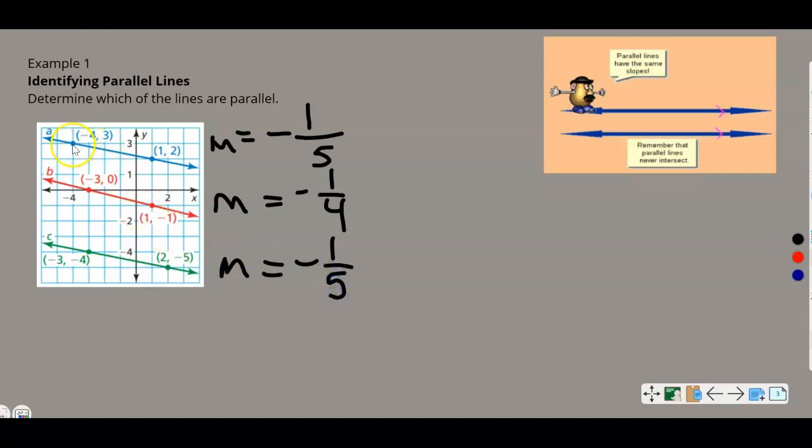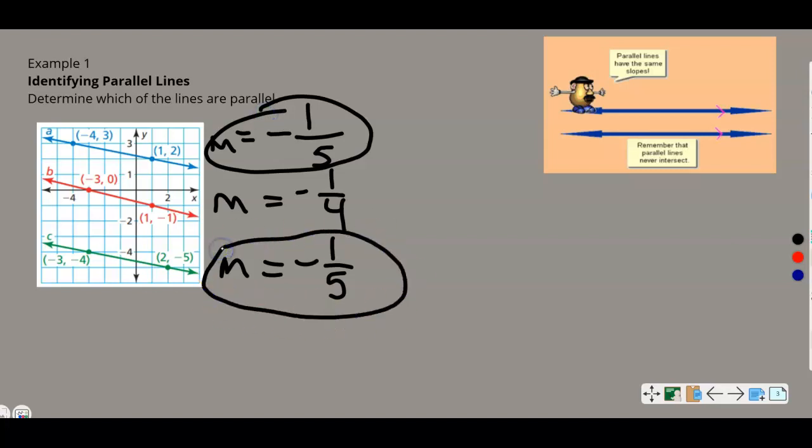All right, so just check it again. Down 1, 1, 2, 3, 4, 5. Down 1, 1, 2, 3, 4. Down 1, 1, 2, 3, 4, 5. So that's just doing rise over run. So you can see that the slope for A and the slope for C are the same, which means A and C are parallel lines. It's that simple, and that's all you have to do.